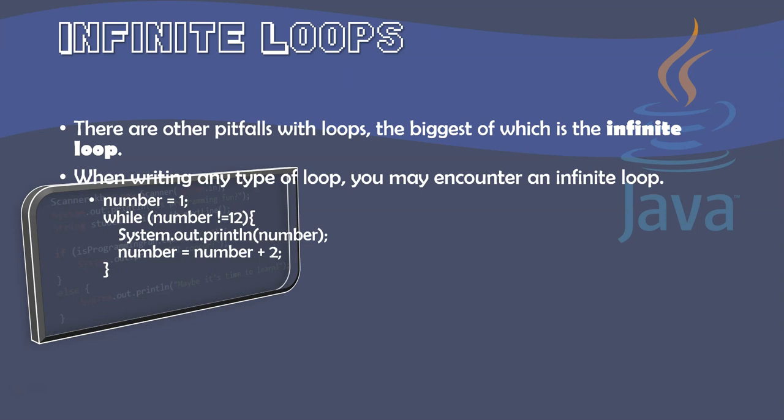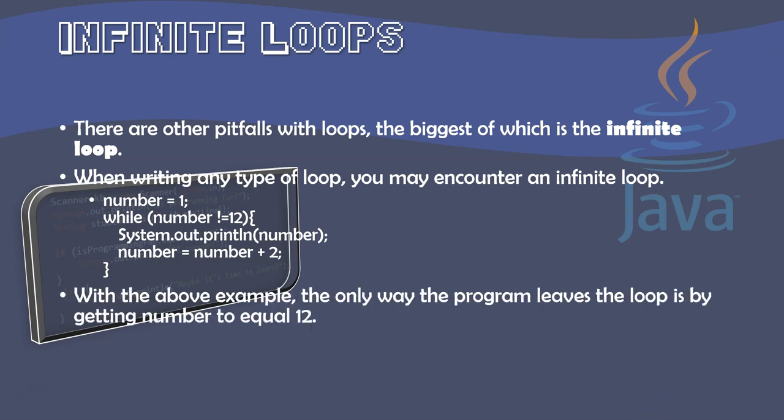If we look at this example, we say number equals 1, while number is not 12. I'm going to say this is an output line, so we're just outputting number, and you can see we have number equals number plus 2, so we have an increment statement. However, if this program wants to leave this loop, number has to be equal to 12 because it says while number is not equal to 12. So as long as it's not equal to 12, it's going to loop through here.